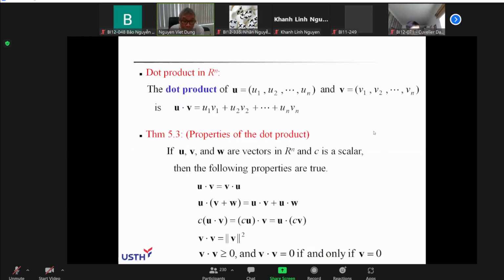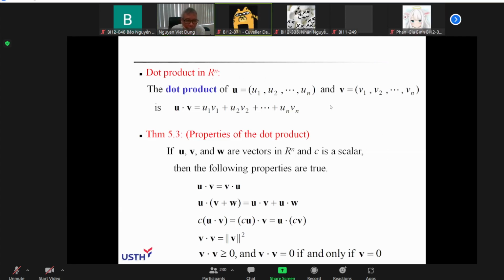Next, we define the dot product in Rn. The dot product is defined by U1 V1 plus U2 V2 plus ... plus Un Vn, if U equals that and V equals that. And I believe that in Vietnam you know that already. If you consider n equal 2 or 3, that is what in high school you call tích vô hướng. That is the same formula. And here we call it the dot product.